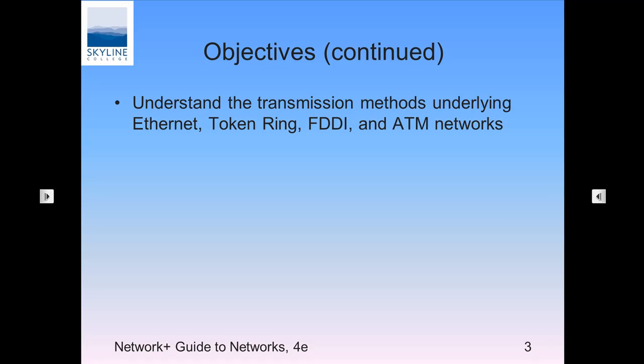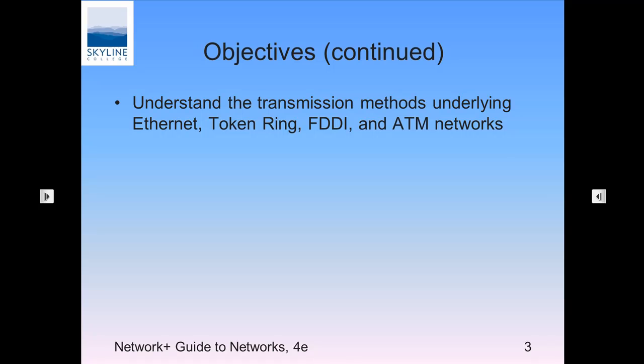Transmission methods underlying Ethernet, token ring, FDDI, and ATM networks. FDDI is fiber. It's an old standard, really not used a whole lot anymore. It's a counter-rotating ring with fiber. And ATM is not the place where you get money. It's asynchronous transfer mode. An ATM would be a wide area network protocol. Mostly what's used there is frame relay, and that's the one that you'll learn how to configure in the Cisco course.